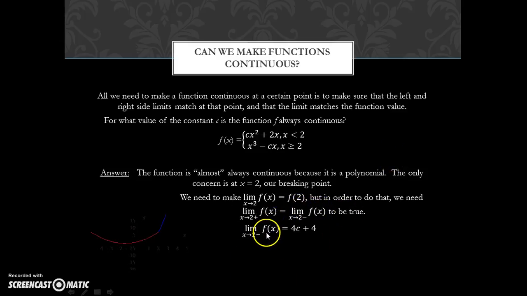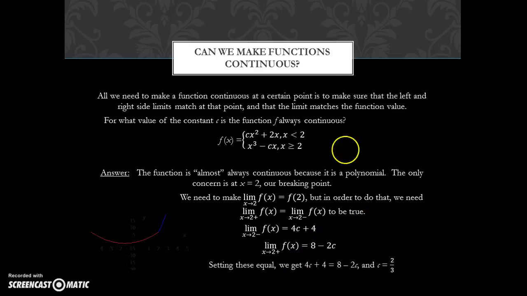Well, the left side limit is 4c plus 4. That's what we get when we plug in x = 2 into the top portion of our piecewise function. The right side limit is equal to 8 minus 2c. Similarly, we're plugging in 2 to the bottom part of our piecewise function. And we need those two left and right side limits to be equal in order for our function to be continuous and our limit to exist.